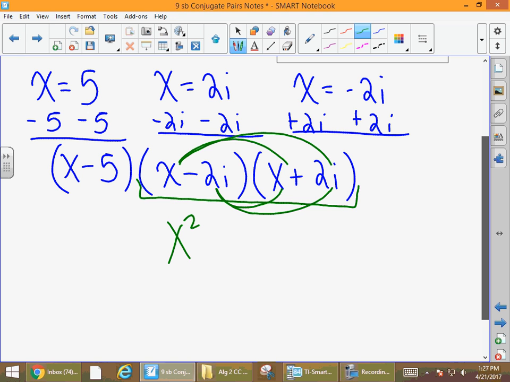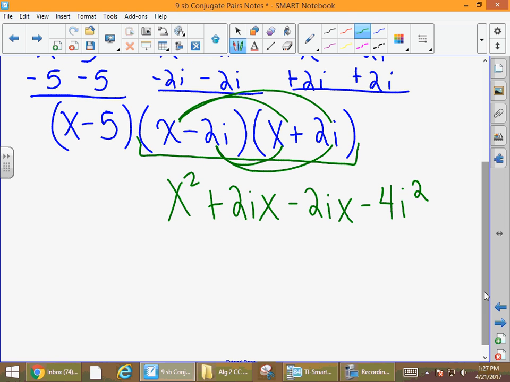X times positive 2i is positive 2ix. Negative 2i times x is negative 2ix. And negative 2i times positive 2i is negative 4i squared. 2 times 2 is 4. I times I is I squared.